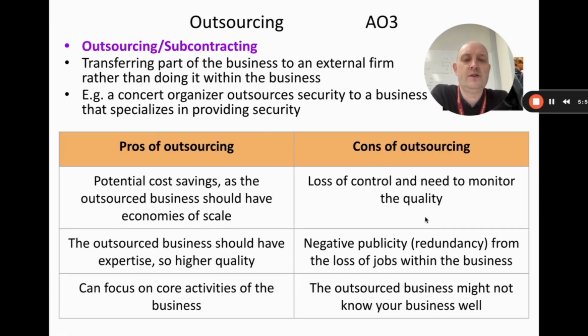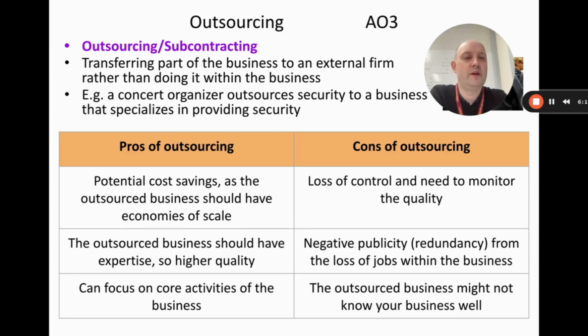Some cons, well, loss of control and need to monitor quality. So now they've got another business who's doing the security. So they're no longer in control of that. Yes, they can tell the outsourcing business how they want to do it, but they'll also need to monitor the quality.